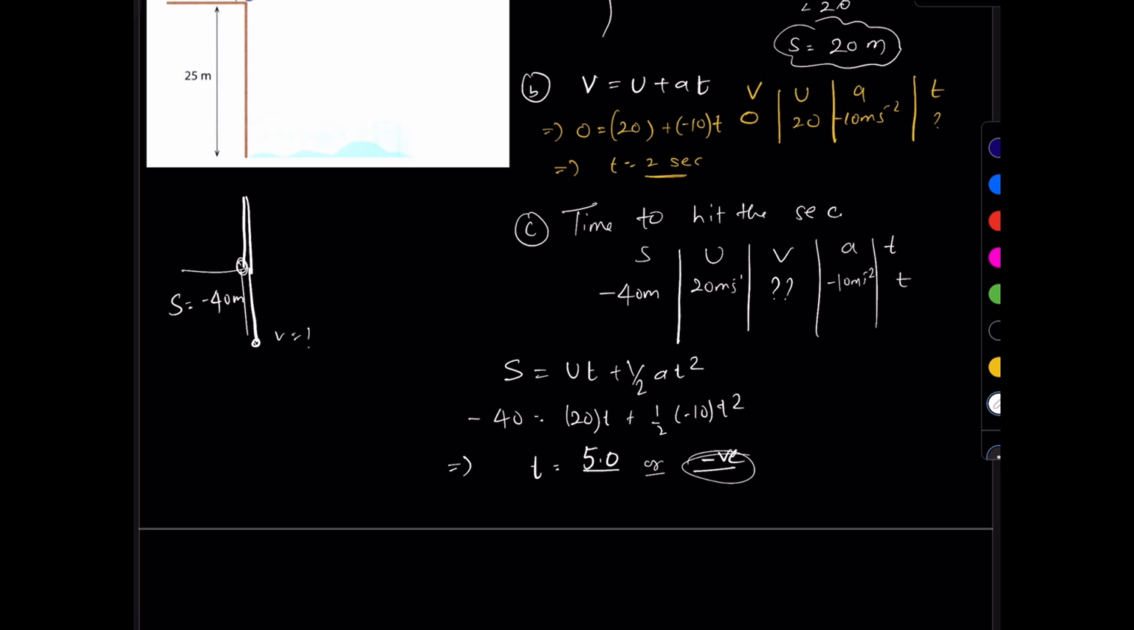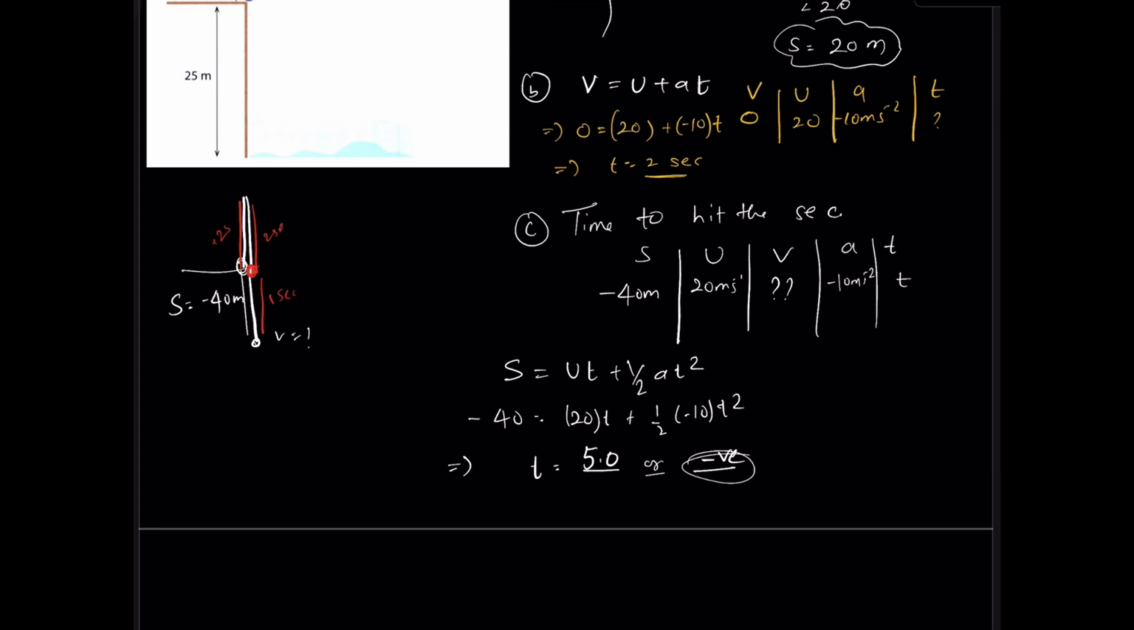So the total time of flight will be 5 seconds, which you can break down to be 2 seconds while going up, 2 seconds to return back to the same spot, and it only takes 1 second to fall from the downward motion to 40 meters down.